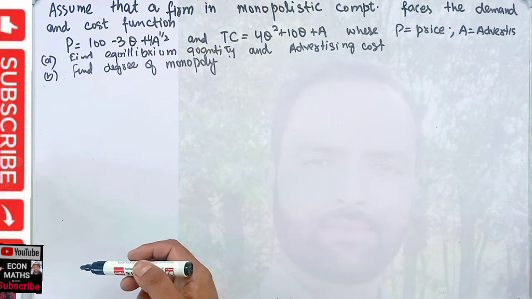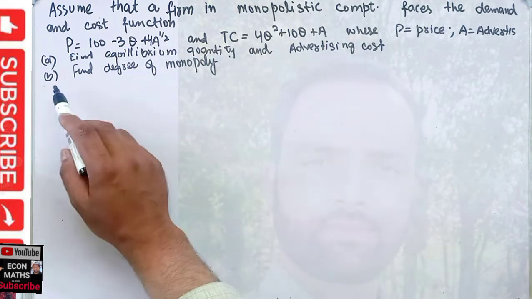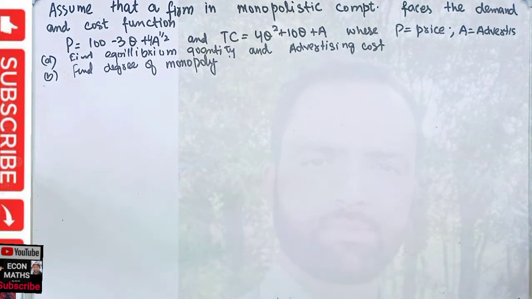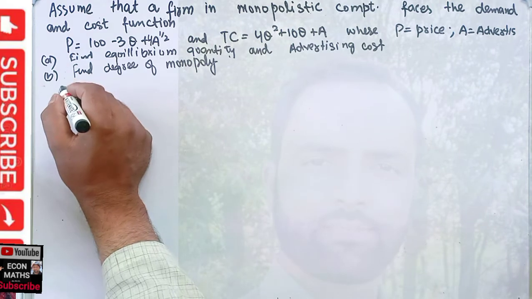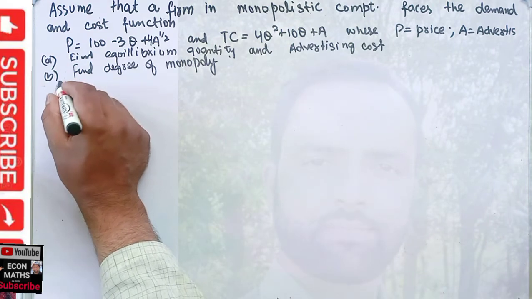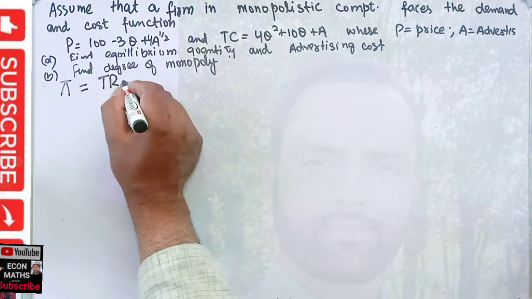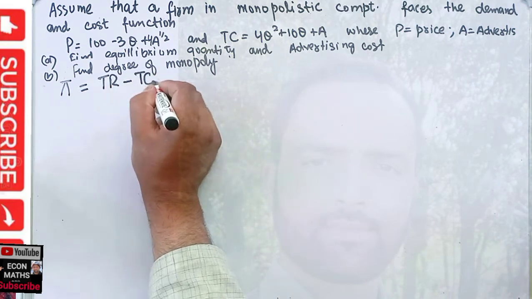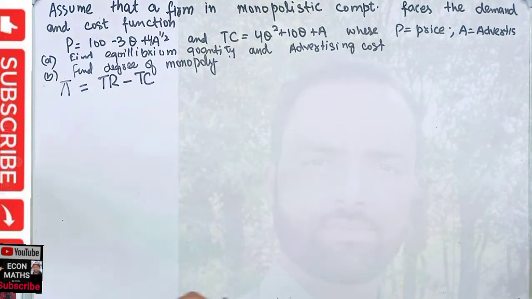We are supposed to find the equilibrium quantity and advertising cost, and the second part tells us to find the degree of monopoly. So we will see how to solve this question. Now, first of all, the first step is to find the profit function. As we know, profit, which I will denote by pi, is simply equal to total revenue minus total cost. When we deduct the total cost from total revenue, we get the profit.